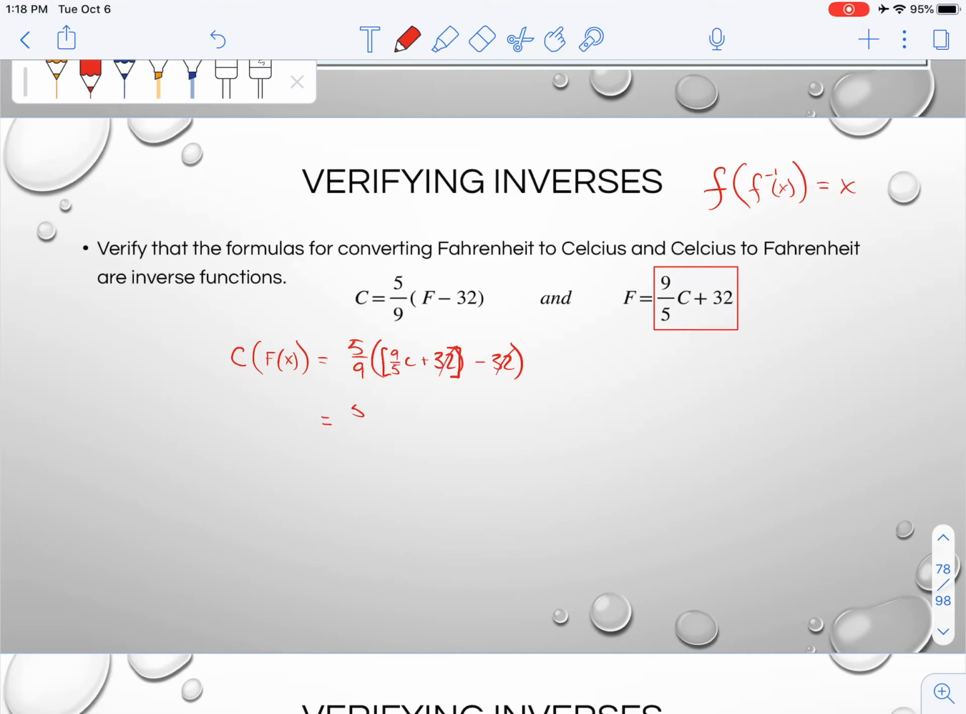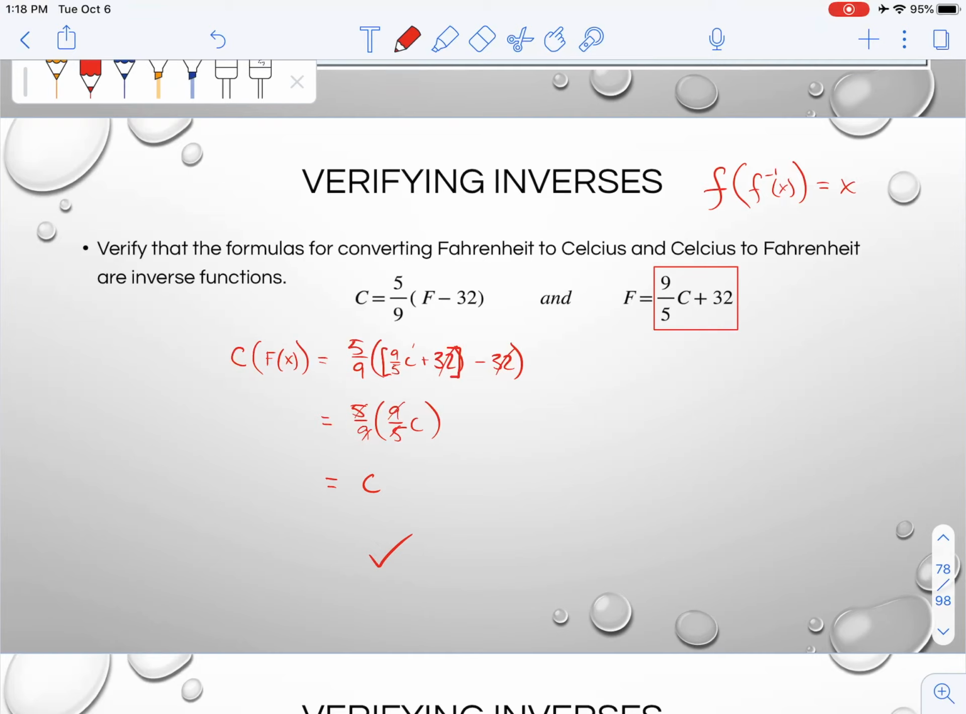32 and negative 32 are going to cancel one another out. So I'm going to have 5/9 times 9/5 C. The 5/9 and the 9/5 cancel one another out, and I get C, which was my original input value from that function. These are, in fact, inverses.